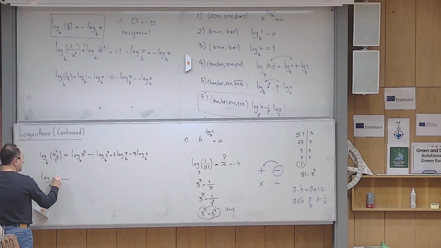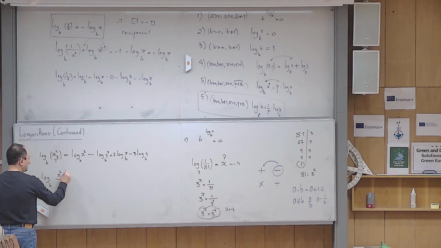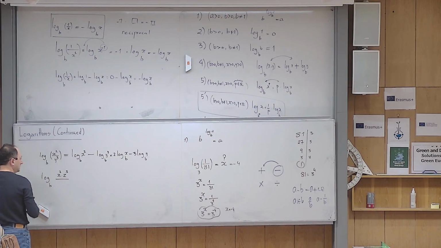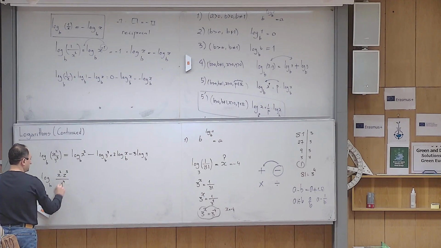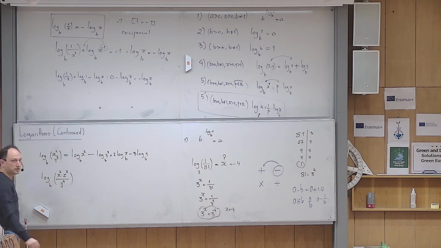Let me increase the difficulty here. So I have x2 there. I have another variable z to the power of 3 here. And let me write y to the power of 4 here. And I want you to expand this. So what can I do now? I have a log of a fraction. So what can I do?